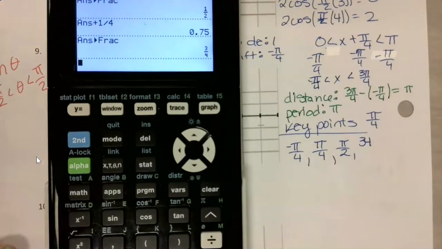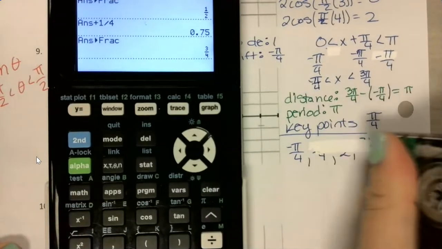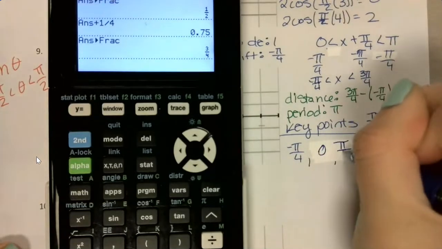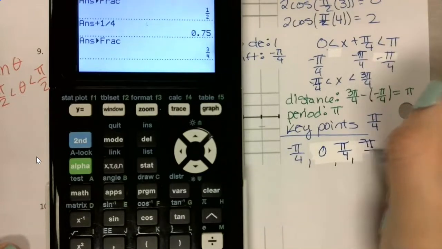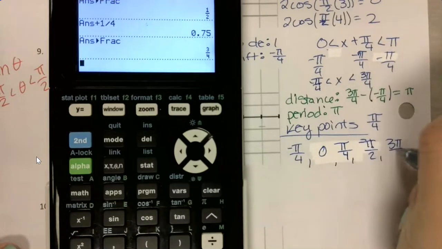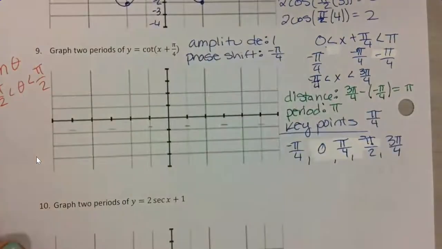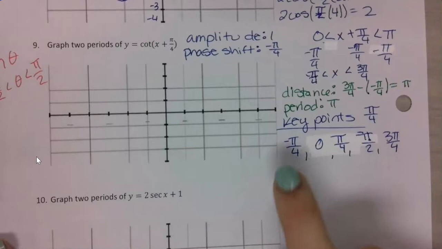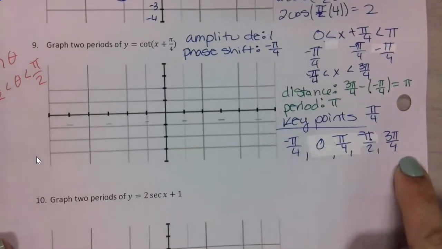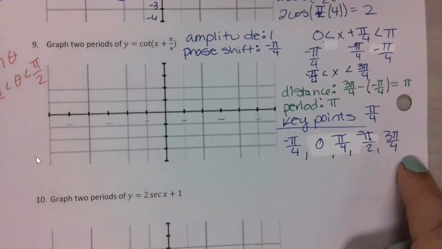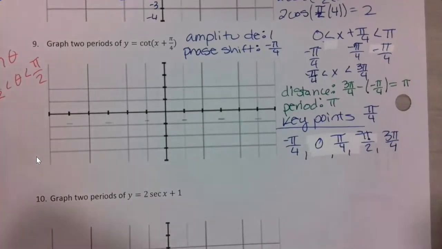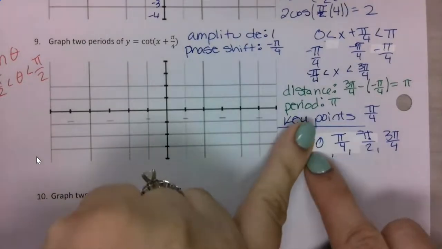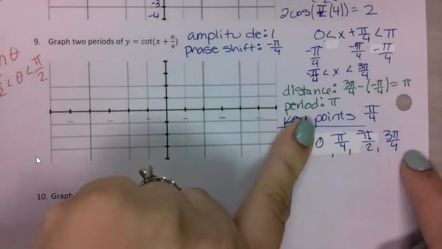Wait, I forgot the 0. -π/4 plus π/4 is 0. Then I have π/4, π/2, and 3π/4. If I don't have 5 points by the time I get to the end, you should double check to see what you've missed, just like I did. My two end values will always be my asymptotes for tangent and cotangent. I am going to count by π/4 because I have 0 in my interval and I'm counting by π/4.